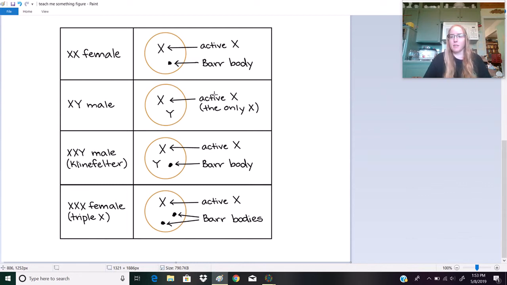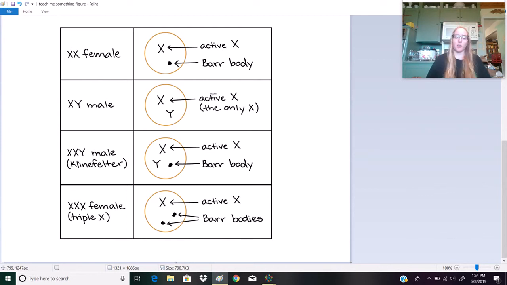And there can be spontaneous reactivation of the bar body X. A 2008 study indicated that breast cancer patients were statistically significantly more likely to have a reactivated X chromosome than controls, although why is unknown, and there is evidence that physiological stress can lead to the reactivation of the bar body X.